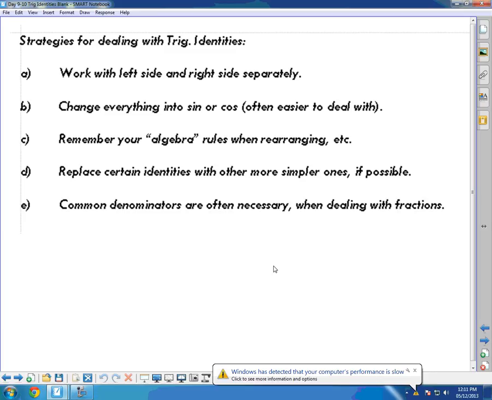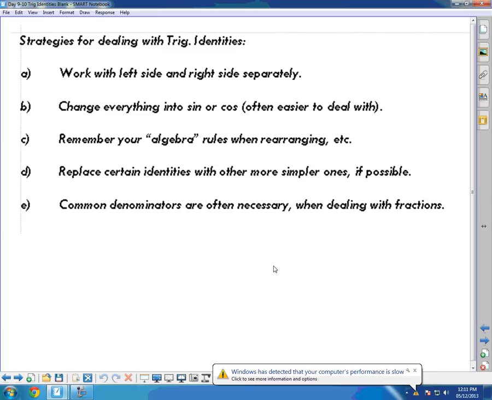Next, remember your algebra rules when rearranging. So rainbow works, collecting like terms works, all these things, even factoring works, and we're going to do one with factoring. Replace certain identities with other simpler ones, if possible. So if you got sine over cos sitting there, maybe you're going to change that to tan. Or if you got sine squared plus cos squared, you're going to change that to 1. It makes it a lot easier. And then finally, sometimes in these big complicated ones, you have fractions. Common denominators are often a possibility when you're dealing with fractions.